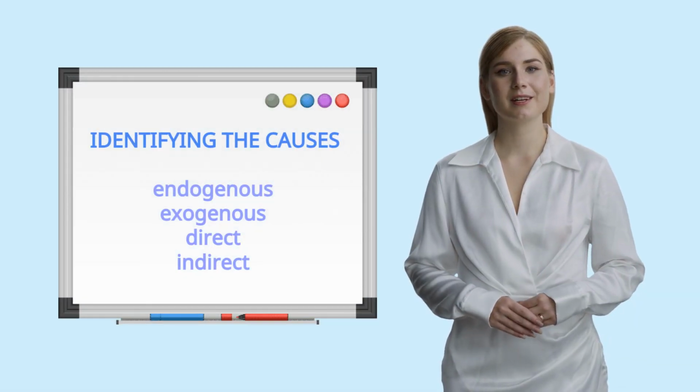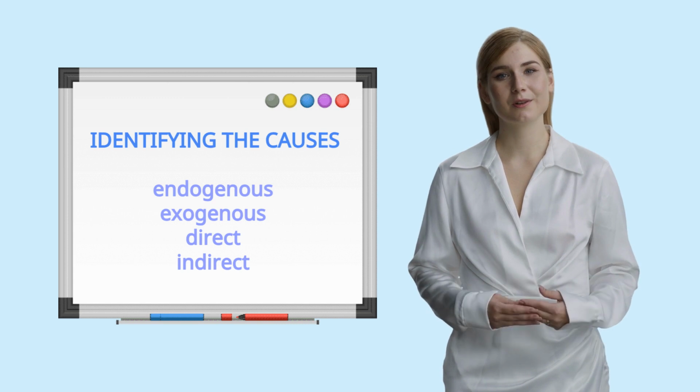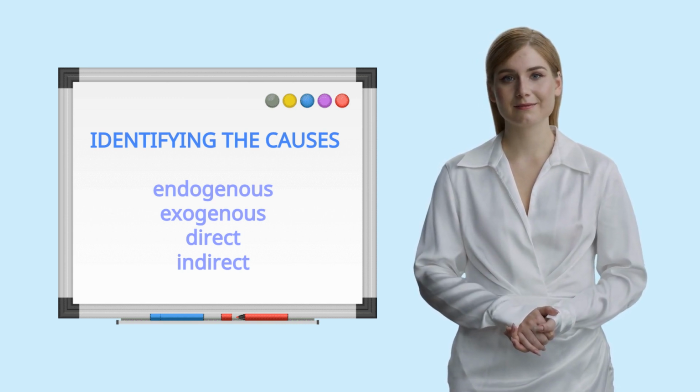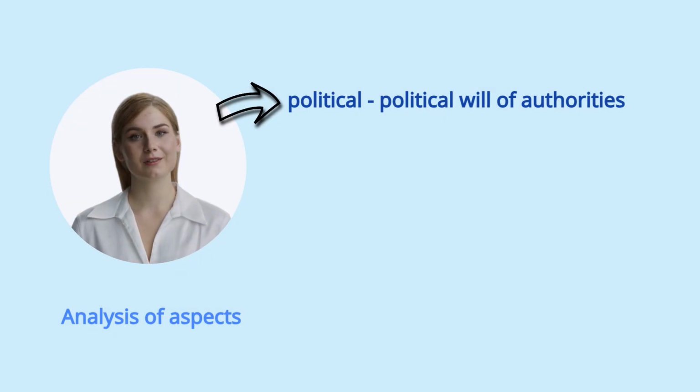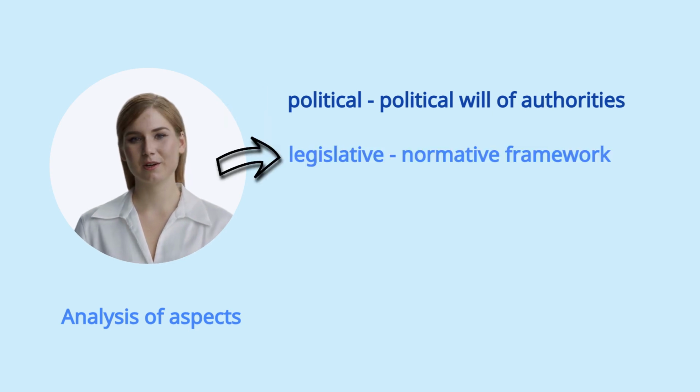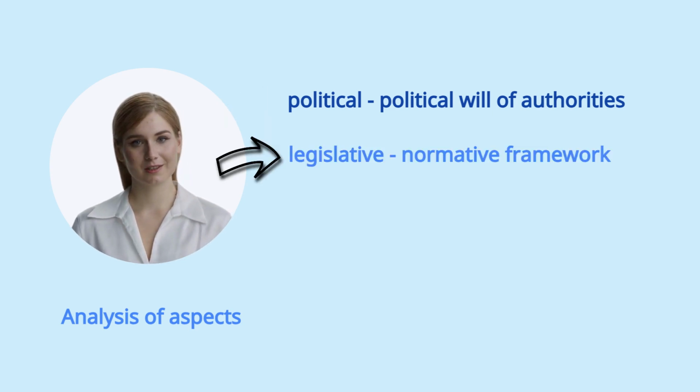In general, these can be endogenous, or internal, exogenous, or external, direct, or indirect. The analysis of the causes can be oriented towards the political level, to question the political will of the authorities, materialized by the existence or not of a policy designed to resolve the problem. It can also take a legislative approach, to question the existence or not of an appropriate normative framework to address the problem, and its effectiveness if there is any.